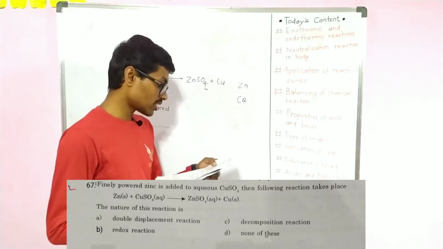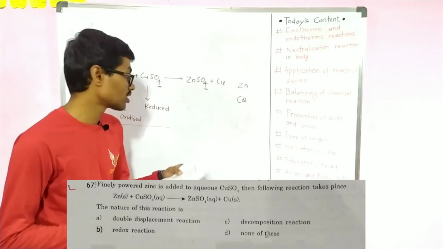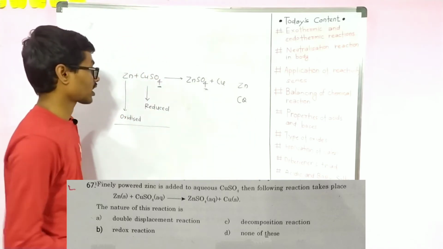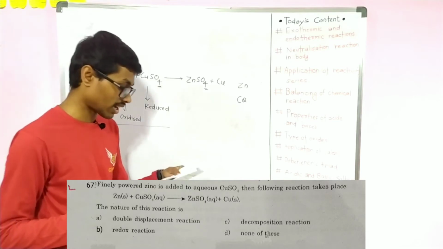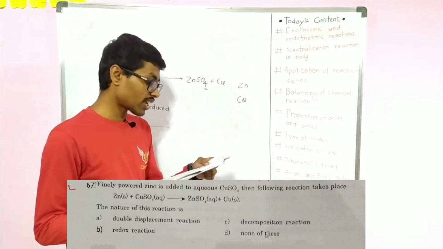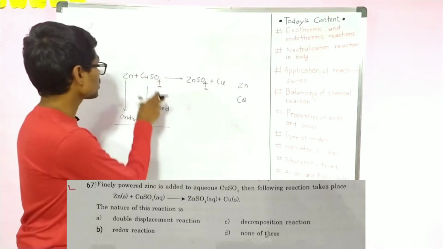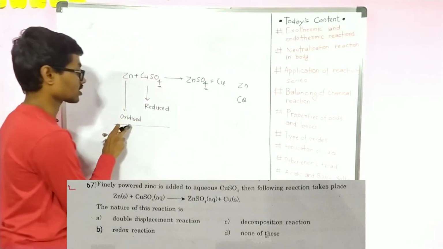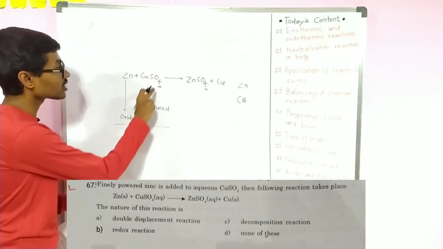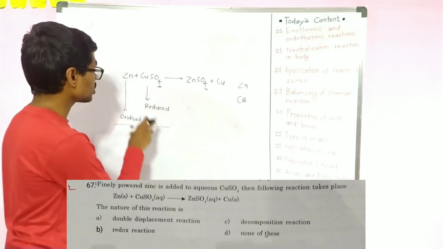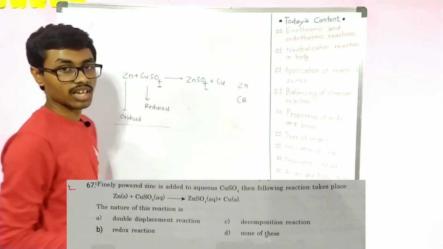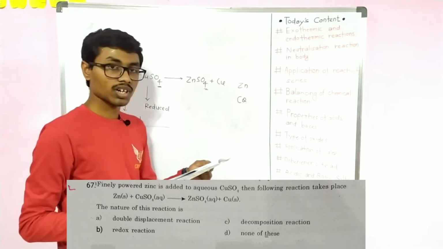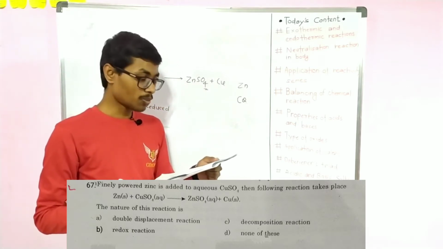Now the nature of the reaction is not a double displacement reaction but a single displacement reaction. But single displacement reaction is not given in the options. It is clearly not a decomposition reaction. And third is redox reaction. This compound is oxidized and this compound is reduced. That means overall a redox reaction is happening. So the correct option for this question should be option B.